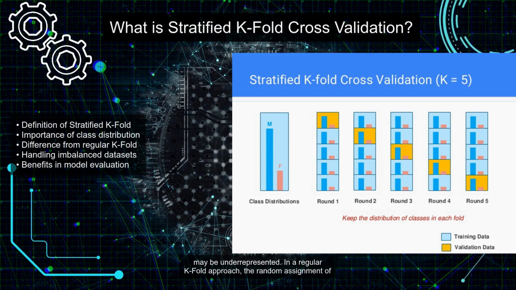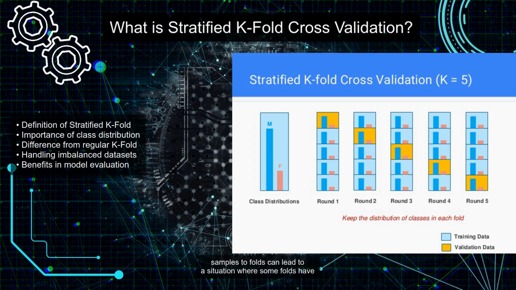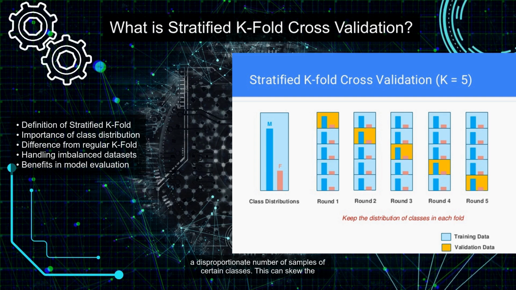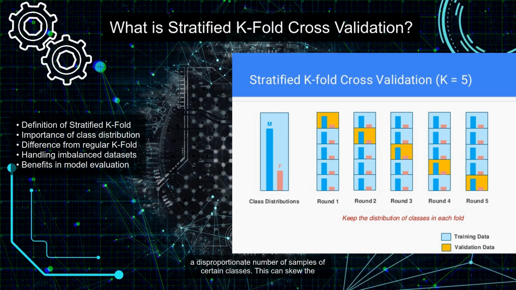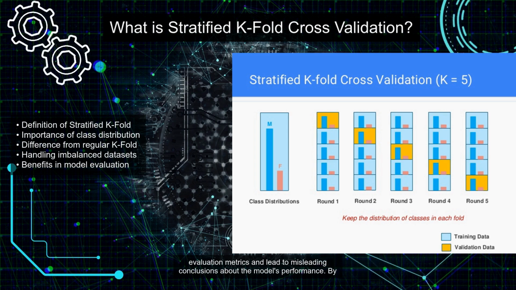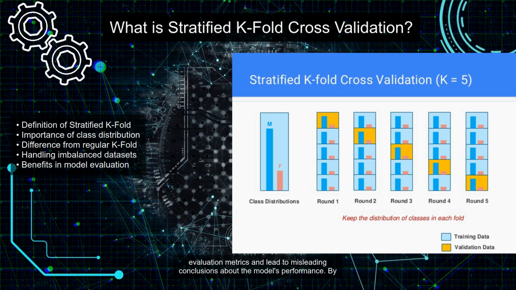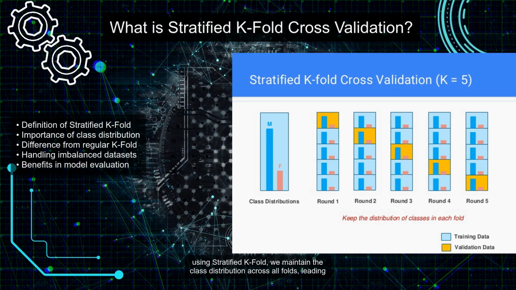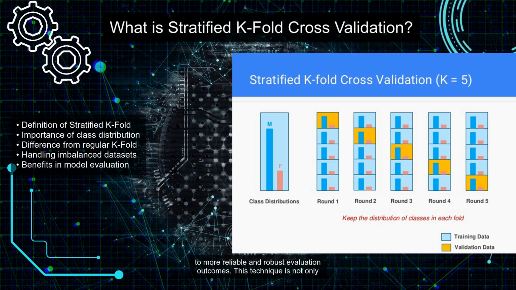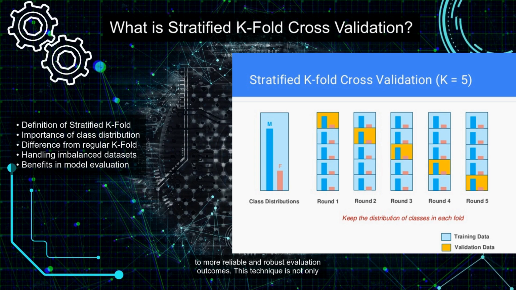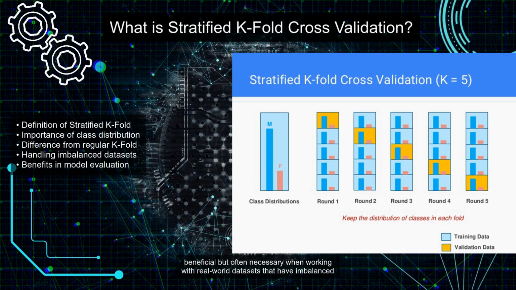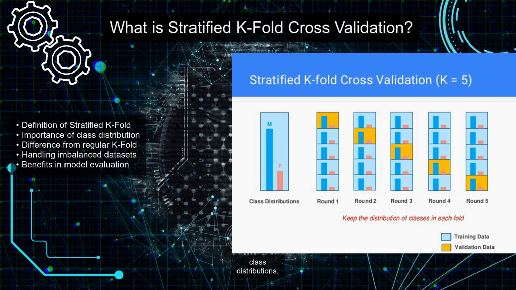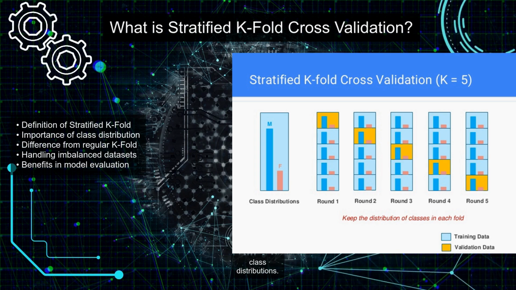In a regular K-fold approach, the random assignment of samples to folds can lead to a situation where some folds have a disproportionate number of samples of certain classes. This can skew the evaluation metrics and lead to misleading conclusions about the model's performance. By using stratified K-fold, we maintain the class distribution across all folds, leading to more reliable and robust evaluation outcomes. This technique is not only beneficial but often necessary when working with real-world datasets that have imbalanced class distributions.